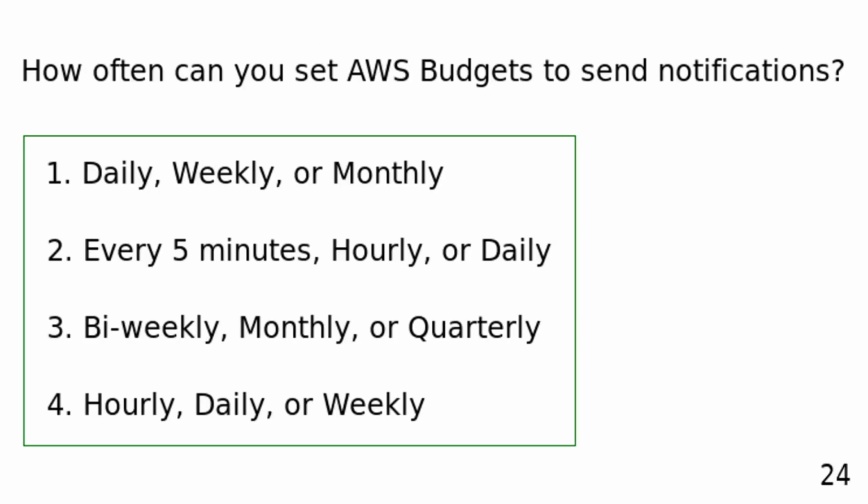How often can you set AWS Budgets to send notifications? Daily, weekly, or monthly? Every 5 minutes, hourly, or daily? Bi-weekly, monthly, or quarterly? Hourly, daily, or weekly?